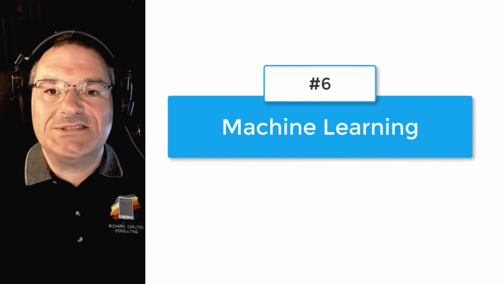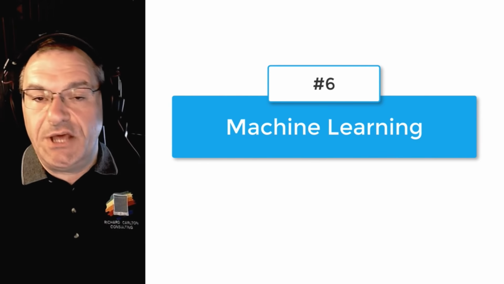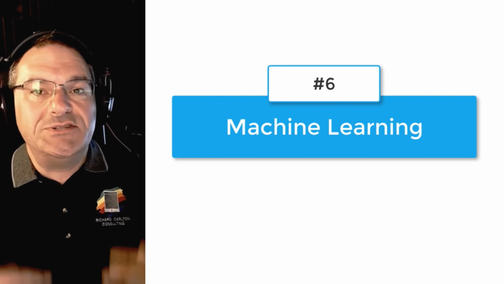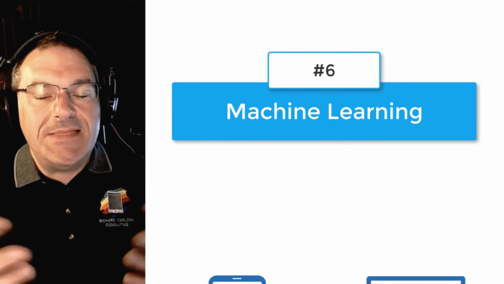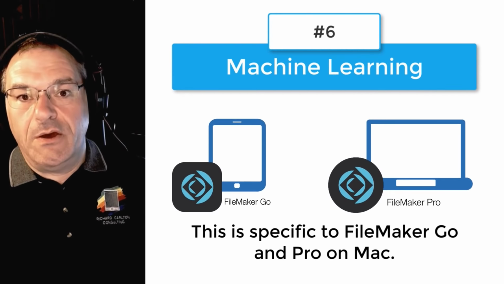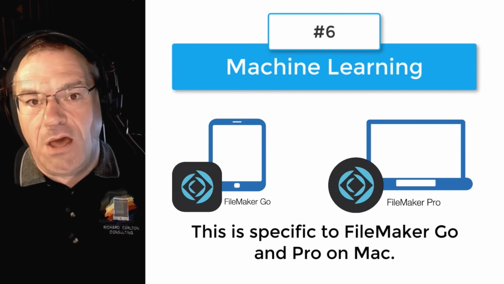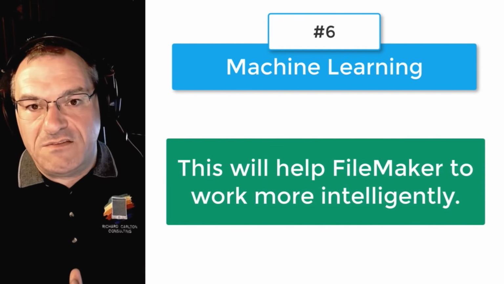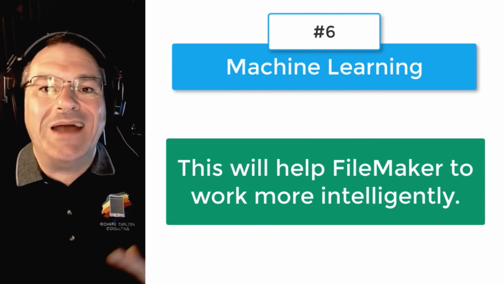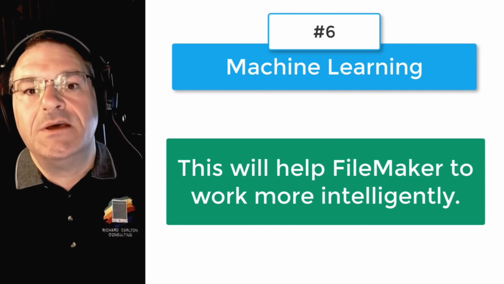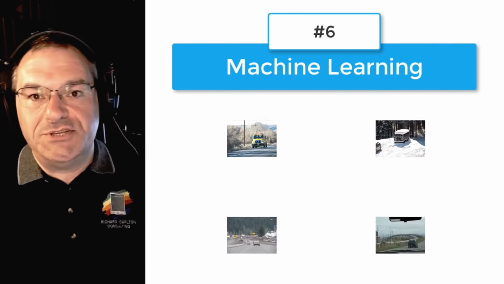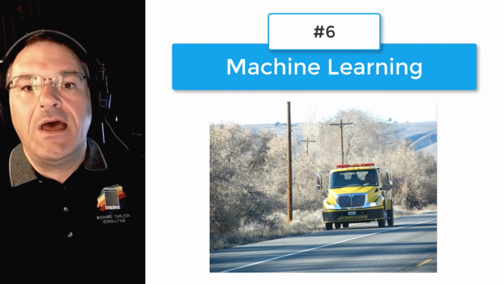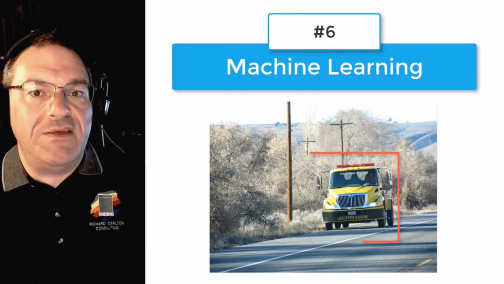Now, number 6 on our list of things you need to know is that Claris is putting hooks or commands that allow us to tap into machine learning, and that's specific to FileMaker Go and FileMaker Pro on the Macintosh. So this allows FileMaker to take advantage of machine learning processes and to have FileMaker act in a more intelligent fashion. Say, for example, if you had a bunch of images go in front of FileMaker, could FileMaker identify a specific item on the image? Could it identify the vehicles in the image?